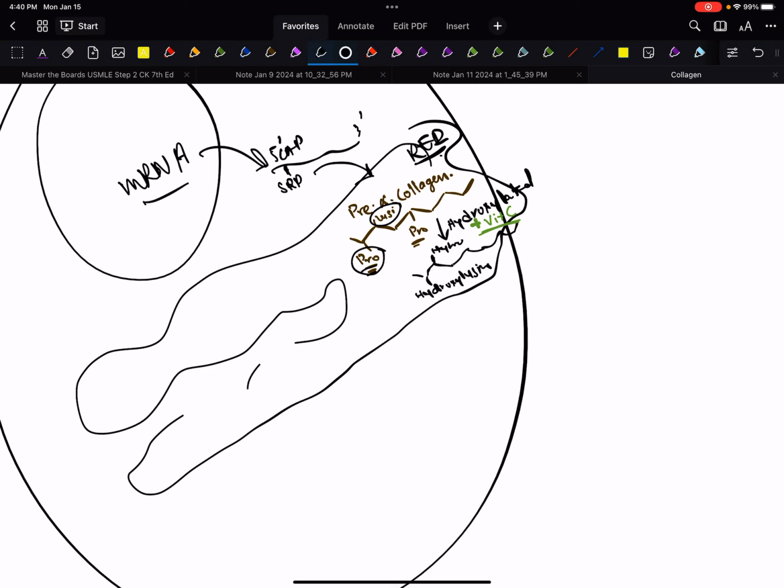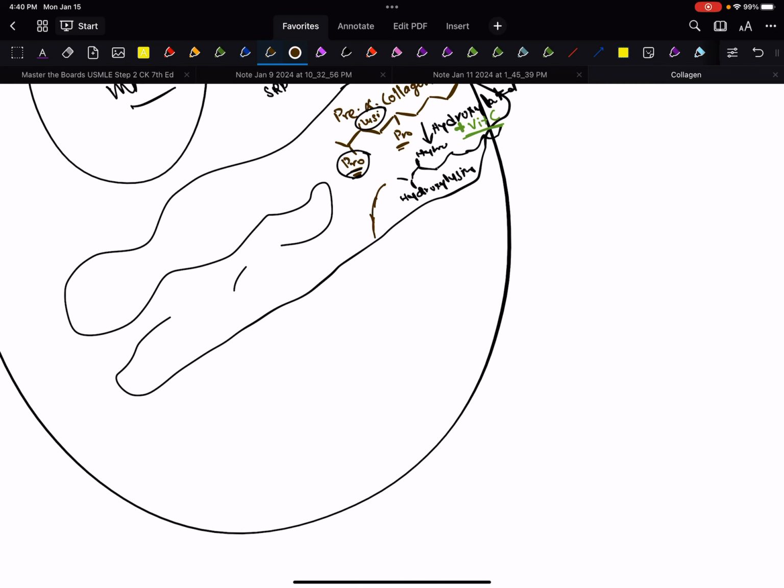Now, once this pre-alpha collagen gets hydroxylated, it is going to start coming together into threes. Let's say this is one pre-alpha collagen chain that got hydroxylated, then this is another pre-alpha collagen chain that got hydroxylated. They're going to form these three strands, and they're going to start getting cross-linked. When it gets cross-linked, this would be known as pro-collagen now. Pro-collagen.